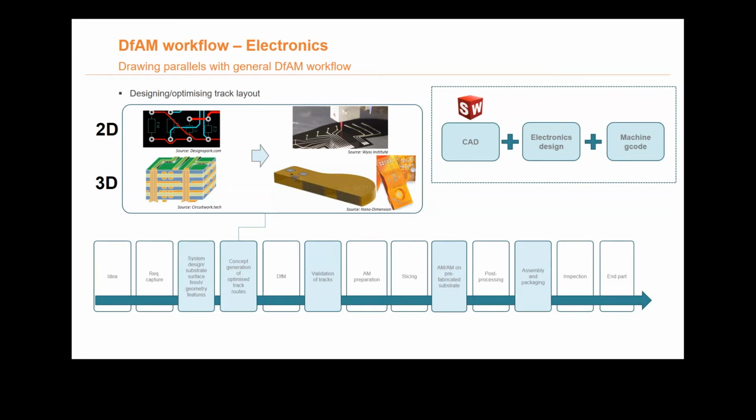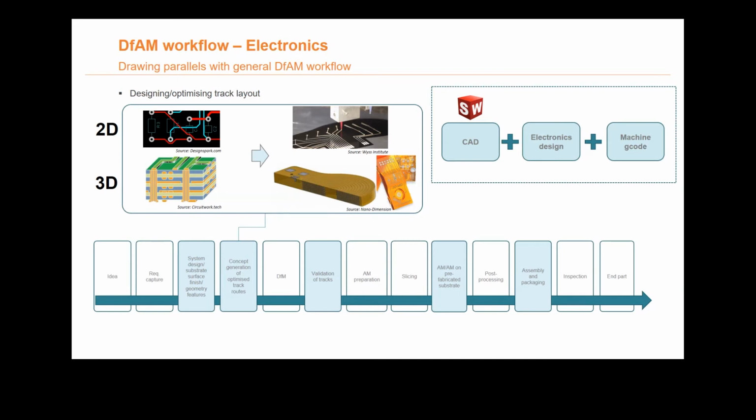So printing that might involve printing the component directly with conductor tracks and dielectric in the same build, or it might be building on top of a prefabricated component, and then moving on to post-processing. So that might be a curing or post-curing, and especially assembly and packaging, where you'll be embedding your electronic components onto your printed circuit. And then you would move on towards the end part.